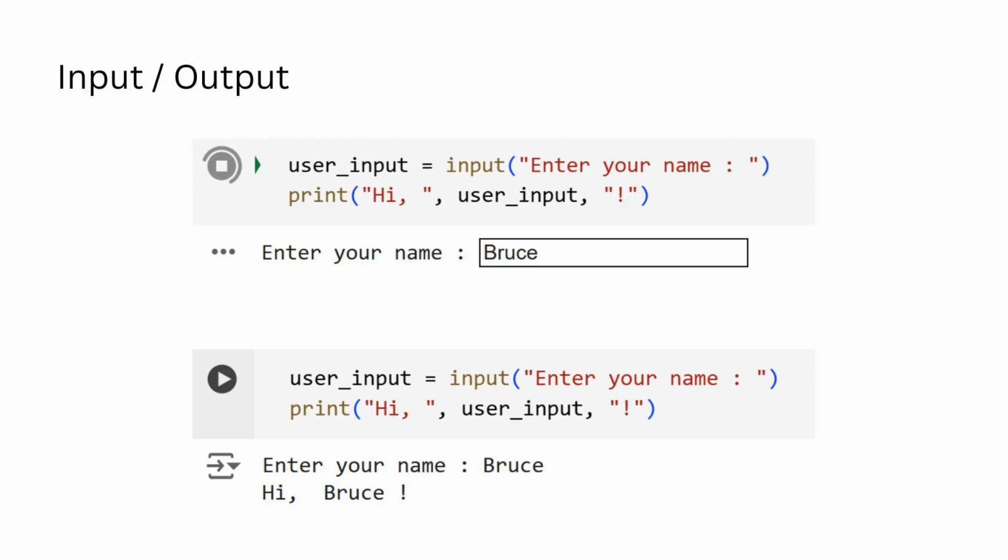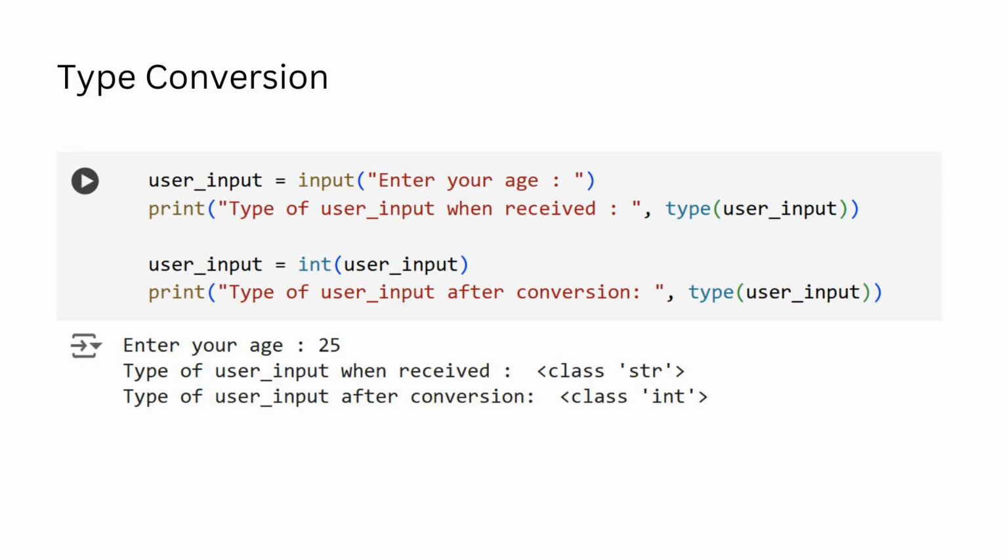It should be noted that the input function always takes the input as a string. In this case, the user_input variable is supposed to have a text value. So, it is fine. But, what if we need to get numerical values? That is where type conversion comes in.